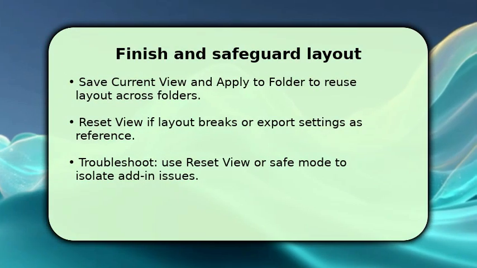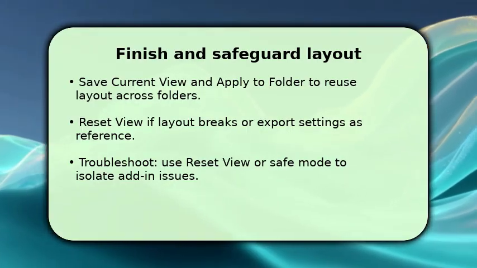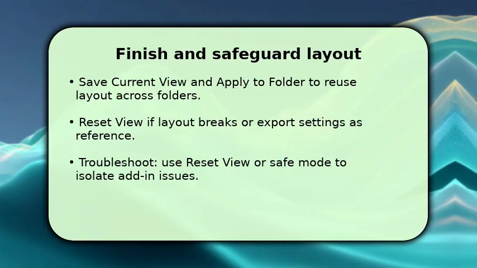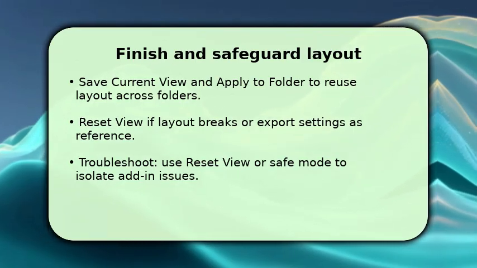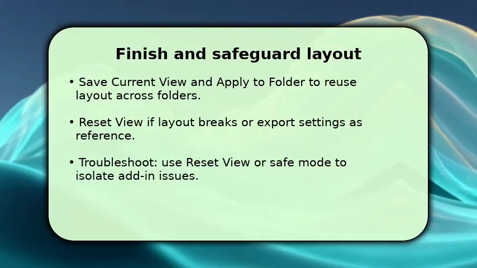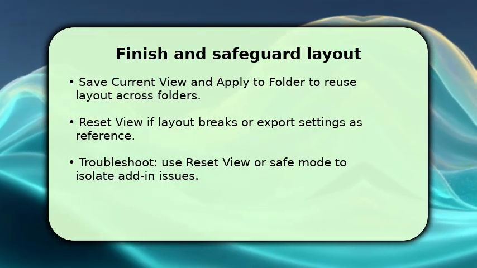Complete the process by saving your configuration. Use Save Current View and, if desired, apply to folder so other folders inherit the same layout. If you want consistency, export or note key view settings so you can reproduce them later. Make sure to test by switching folders and restarting Outlook to confirm persistence.